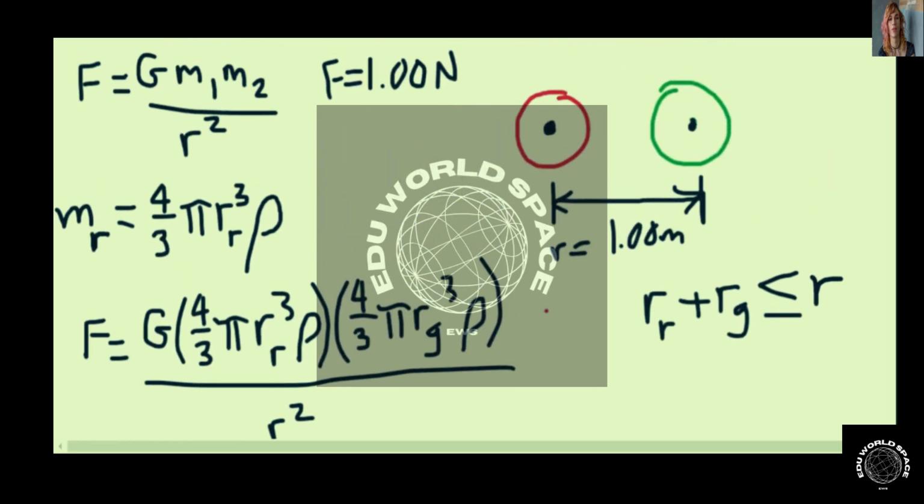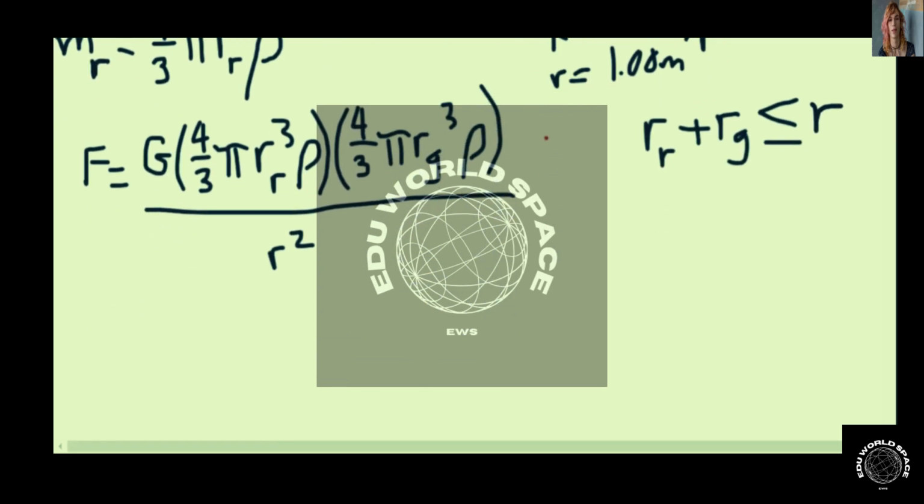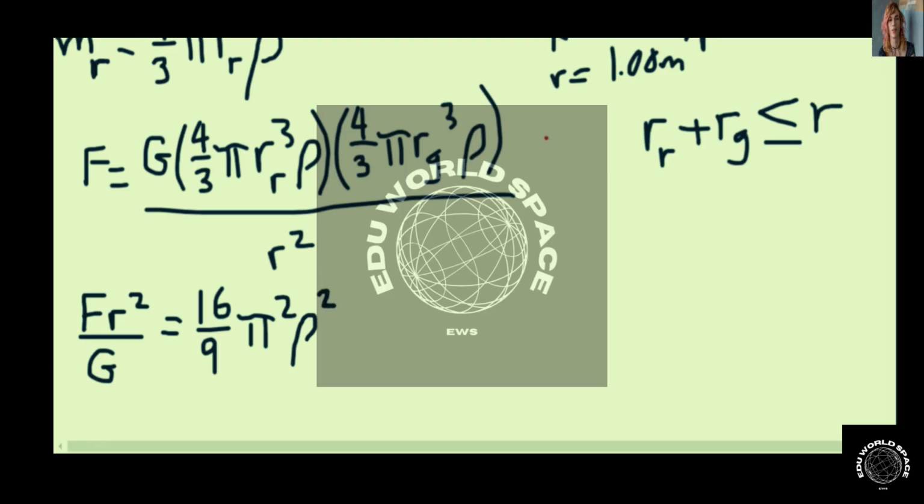So let's go ahead and simplify this. I'm going to multiply by r squared on both sides, F r squared. Now I'm going to divide by G on both sides also. F r squared over G is 4/3 times 4/3, which is 16/9, pi squared, rho squared, r red cubed r g cubed.